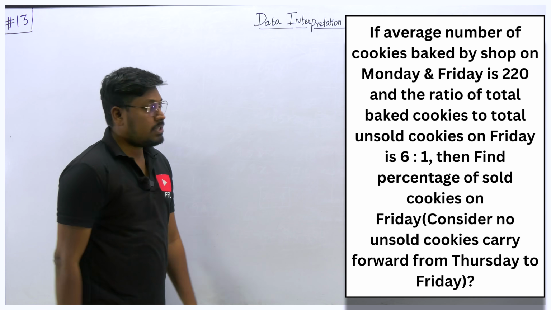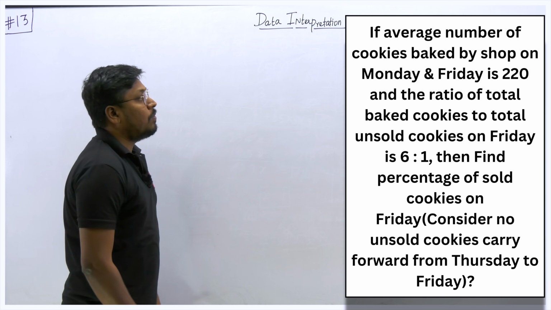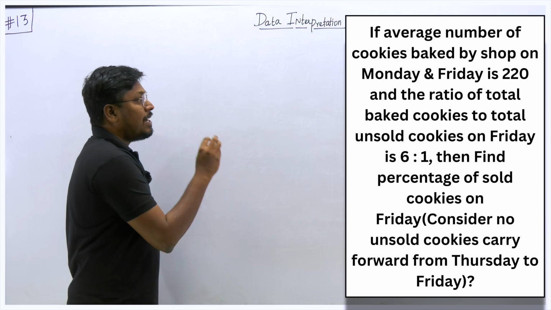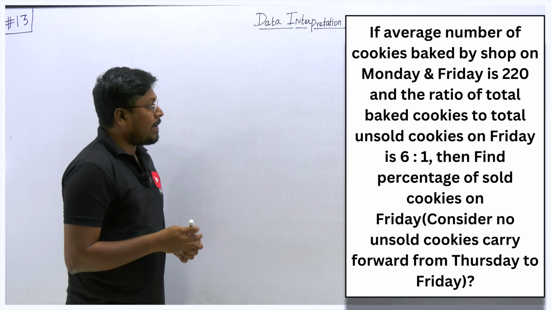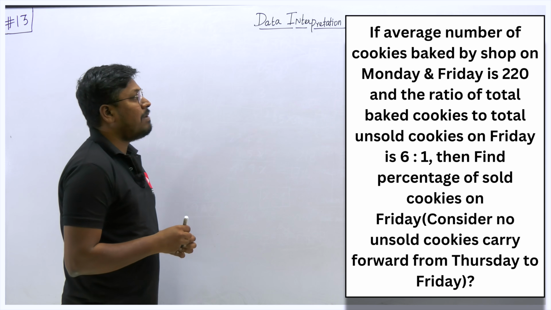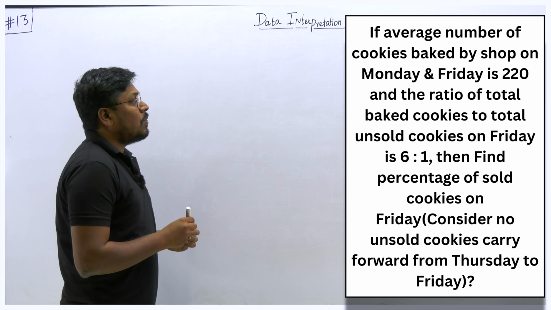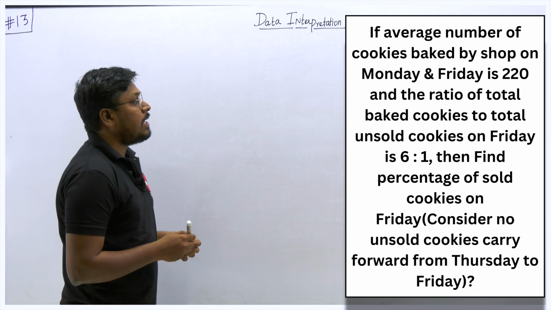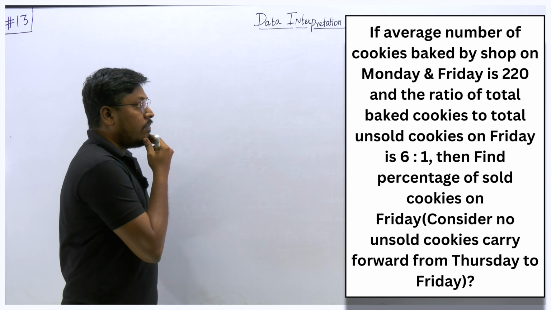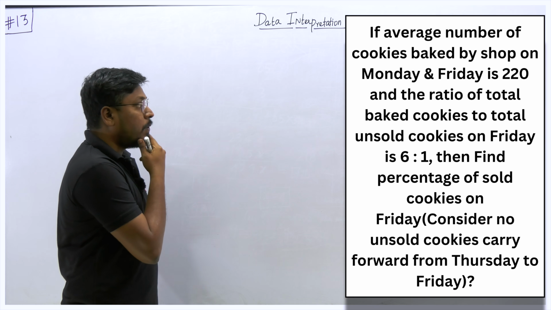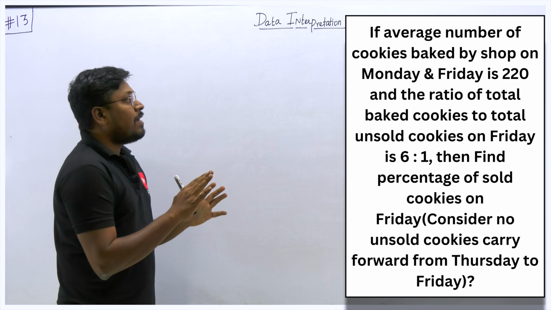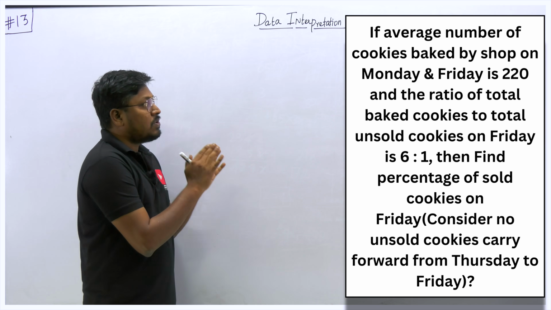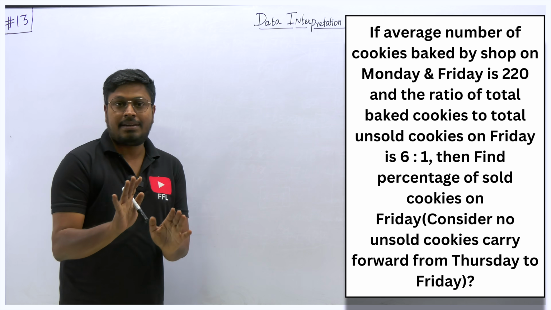So second question. If the average number of cookies baked by the shop on Monday and Friday is 220 and the ratio of total baked cookies to total unsold cookies will be 6:1. So find the percentage of sold cookies on Friday. Consider unsold cookies carry forward from Thursday to Friday. Okay. So we need to find what is the percentage of sold cookies on Friday. That's it, right? We need to find that.